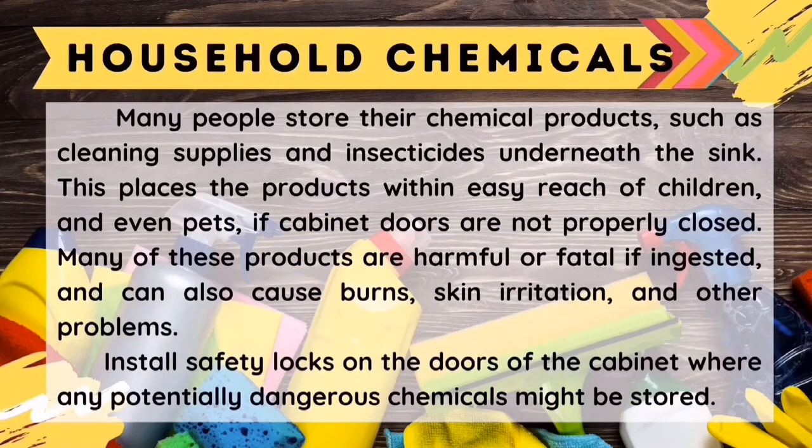Household chemicals. Many people store their chemical products such as cleaning supplies and insecticides underneath the sink. This places the products within easy reach of children and even pets if cabinet doors are not properly closed. Many of these products are harmful or fatal if ingested and can also cause burns, skin irritation, and other problems. Install safety locks on the doors of the cabinet where any potentially dangerous chemicals might be stored.